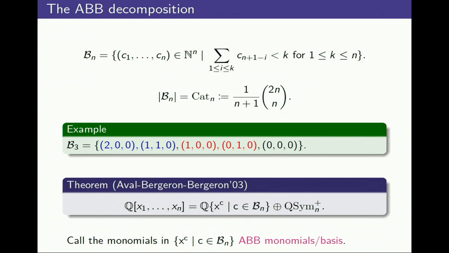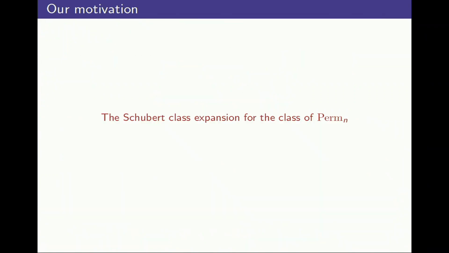So this was the result that was proved, and for a fair bit of time, that was the only result that was proved about this particular quotient. Any questions at this stage? Okay. So let me tell you what the Schubert class expansion that I'm interested in is.